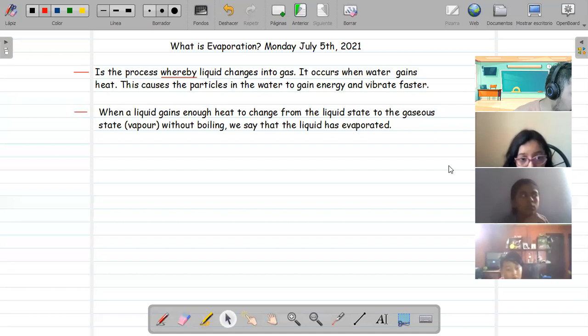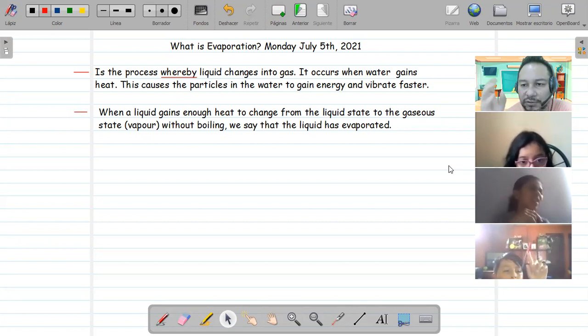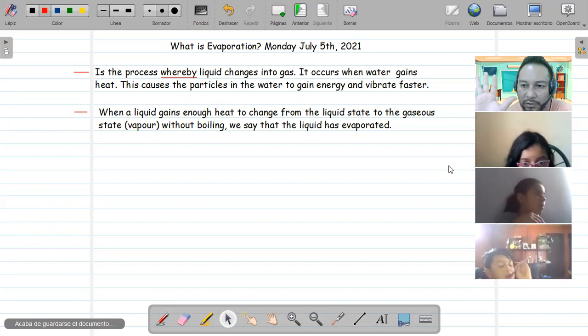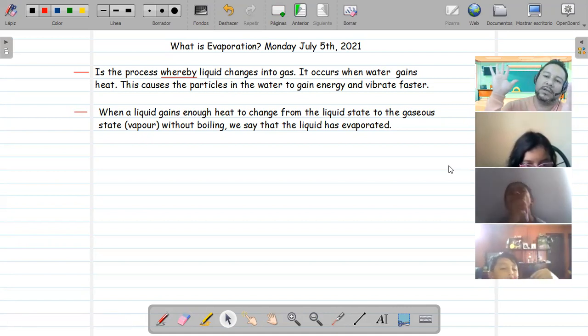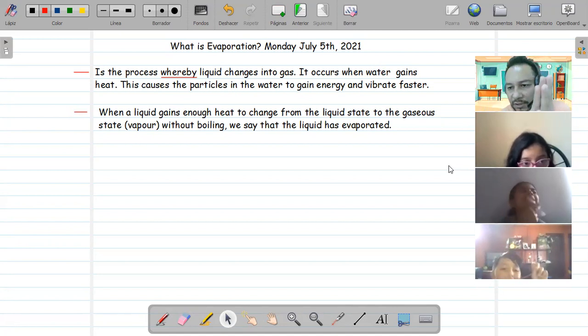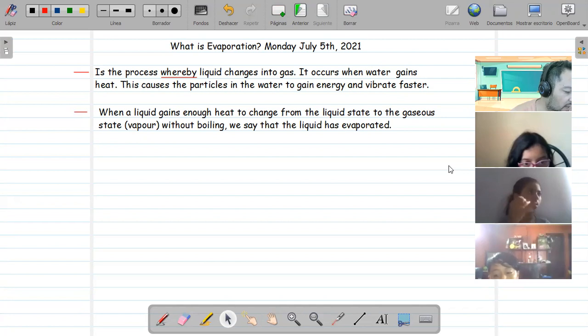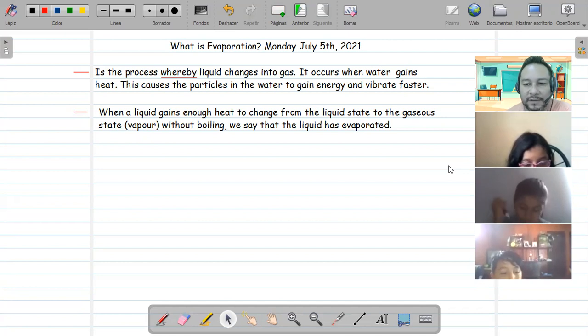Or for example, another spray you use, right? Or when you sweat, sometimes the sweat disappears, right? Or for example, when your hand is wet and you put your hand on a sheet of paper, you are going to see it wet, but in 5 to 10 minutes it disappears. Also puddles are examples of evaporation.